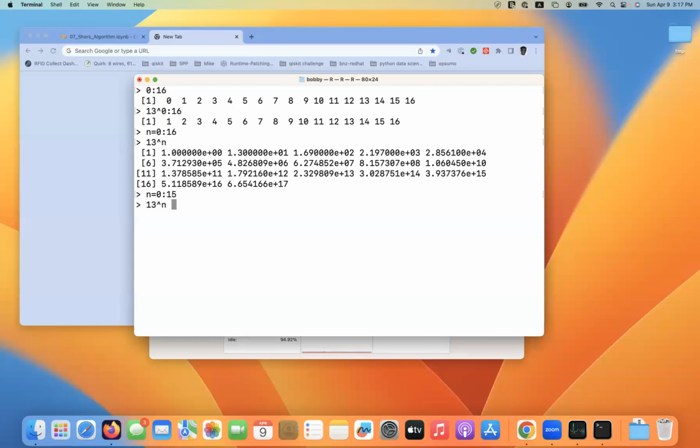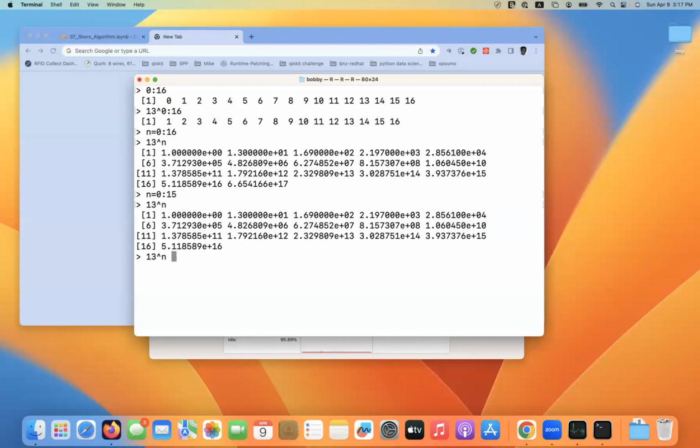So 13 raised to the n, and then we'll get the modular exponentiation, assuming that we have 15 as the base. So this will give you 1, 13, 4, 7. You can see it's repeating. Okay, so it's periodic. Now this will become the value of your output register.